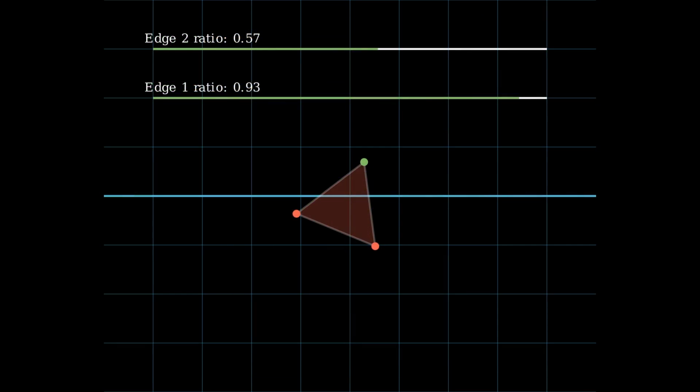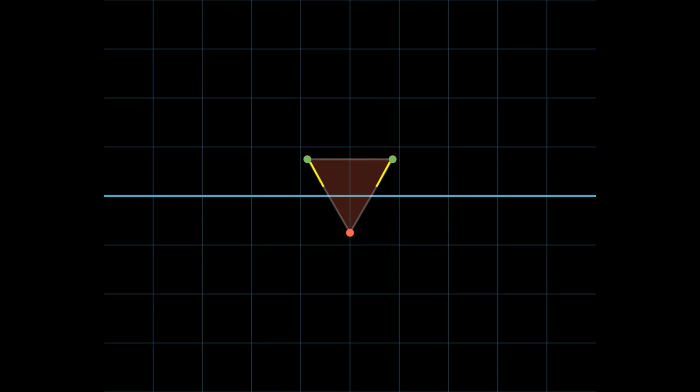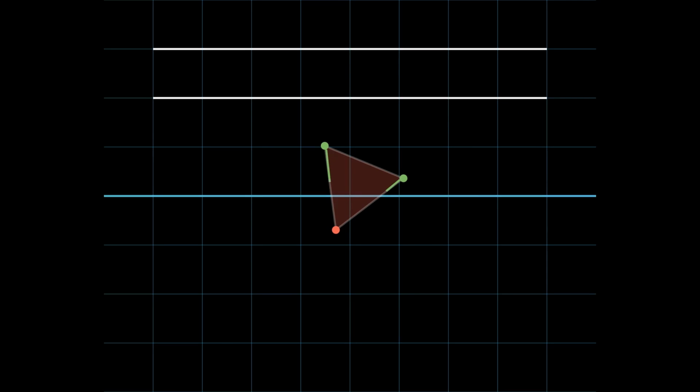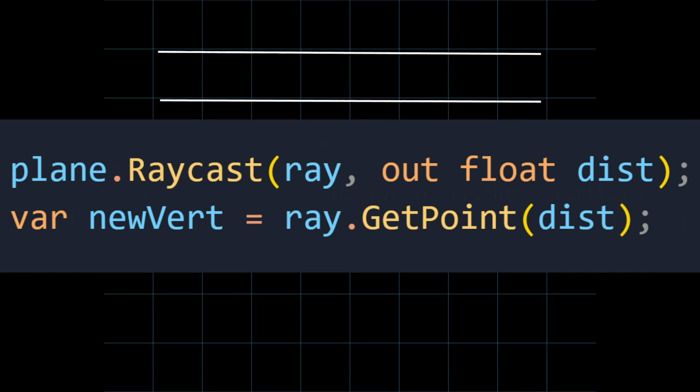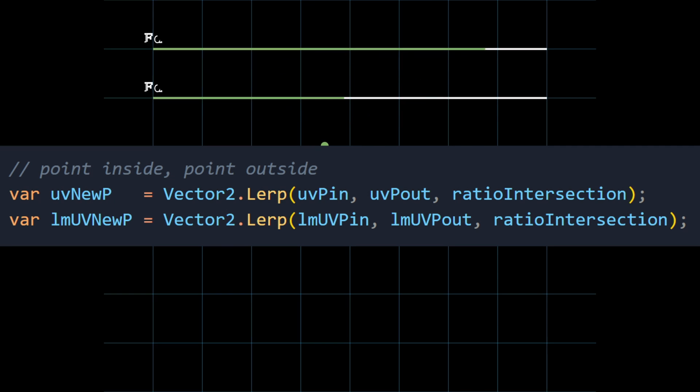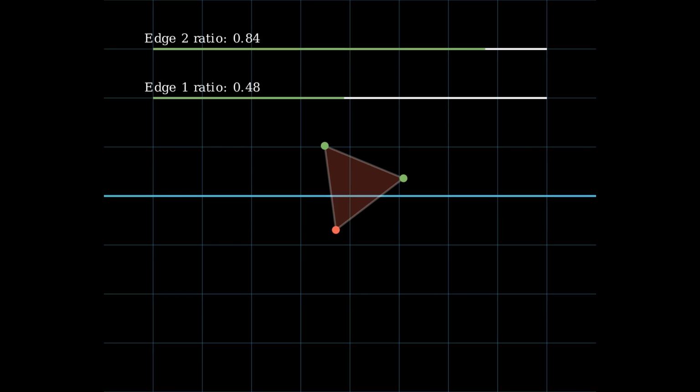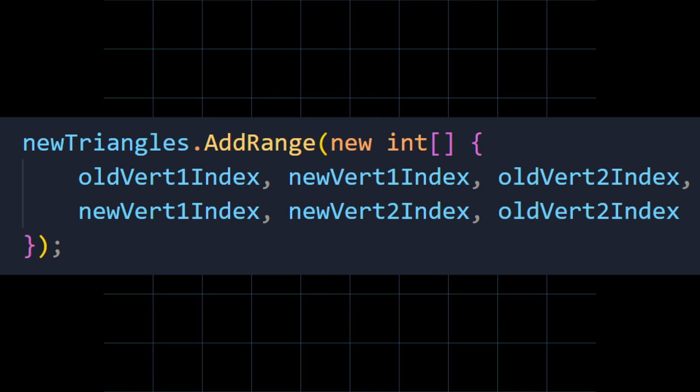When 2 verts are on the positive side and only one is on the negative, we have to cast 2 rays from each of the points on the positive side in the direction of the negative one, the inverse of the previous step. Again, check the intersections with plane.Raycast, ray.GetPoint and so on, finally getting the new positions of each new vert. Save the data of each vert like the previous step, but now save 2 triples in the triangles list, because there are 2 triangles now. Again, take care about the order and the indices that you save. Repeat this for all planes.